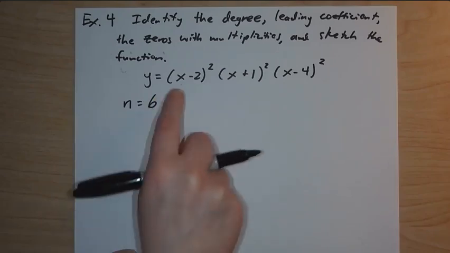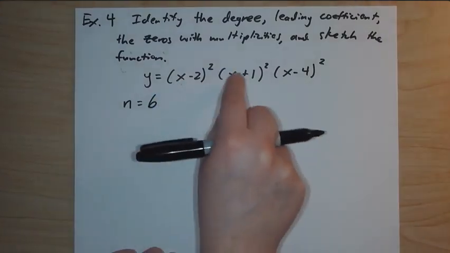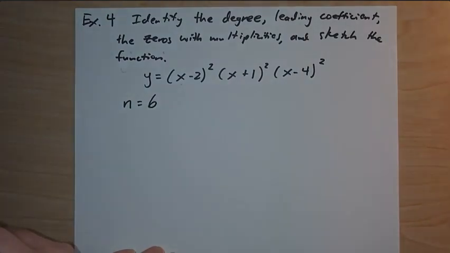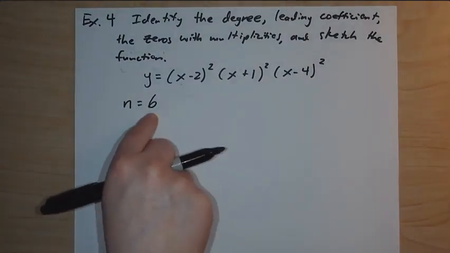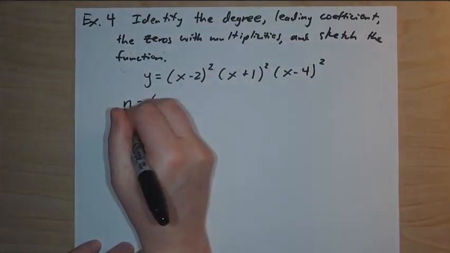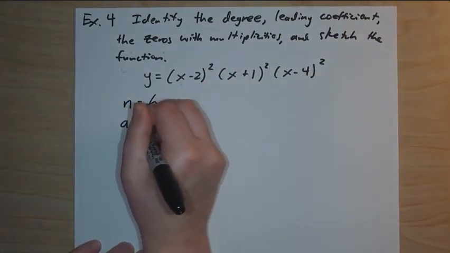Or in other words, if we multiplied this, we have x times x times x times x times x times x, and that would give us x to the power of 6. So our degree is 6. We want to know what our leading coefficient is. I'm going to represent that by A.